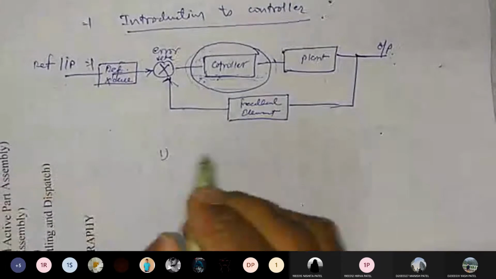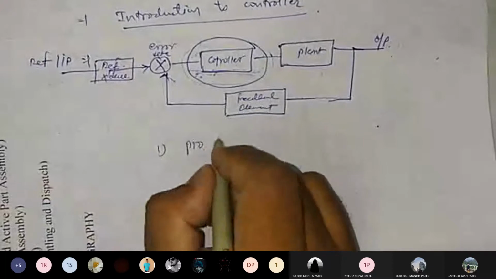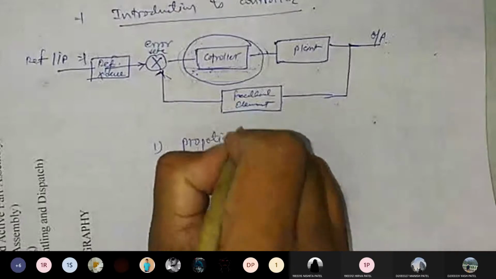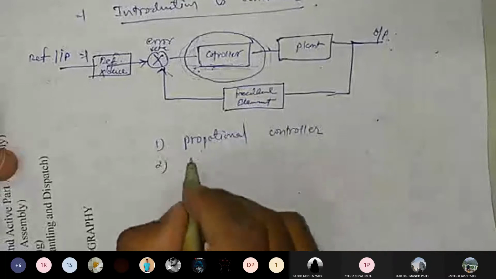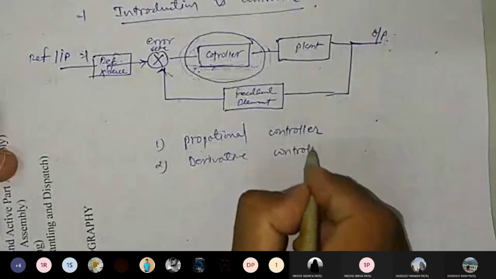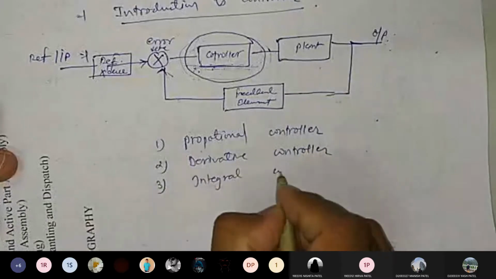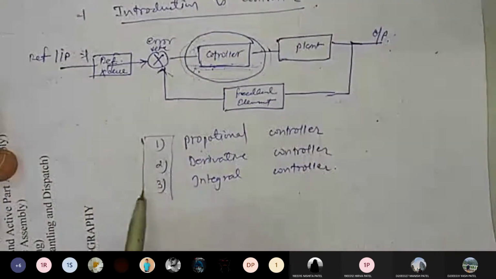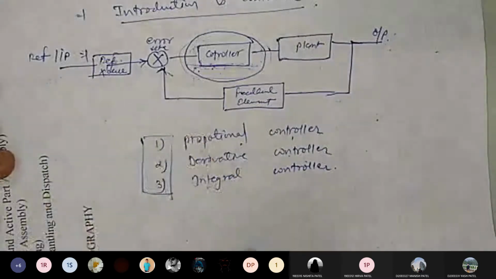So we are having a total of 4 controllers as far as the classification is concerned. The first one is proportional controller, the second one is derivative controller, the third one is integral controller. These are the three basic types: proportional controller, derivative controller, integral controller.